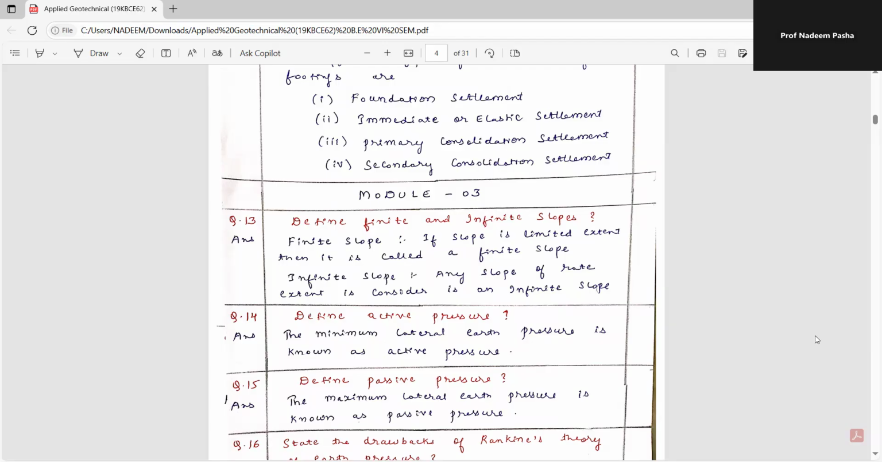Any slope of great extent is considered an infinite slope. Define active pressure. The minimum lateral earth pressure is known as active pressure.